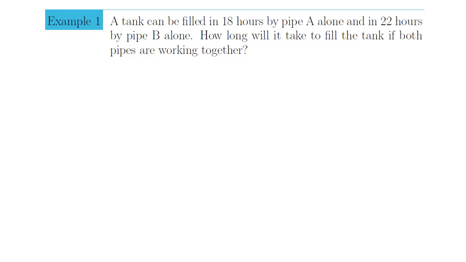Let's take a look at our first example. A tank can be filled in 18 hours by pipe A alone, and in 22 hours by pipe B alone. How long will it take to fill the tank if both pipes are working together? Now this problem is very similar to the original problem that we looked at regarding work, where we had a swimming pool that was being filled by two different hoses.